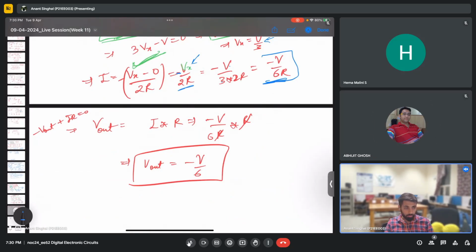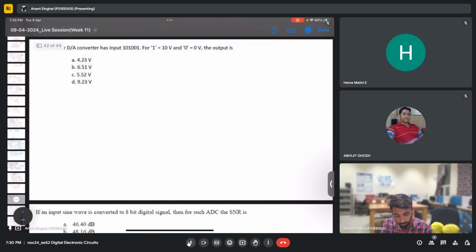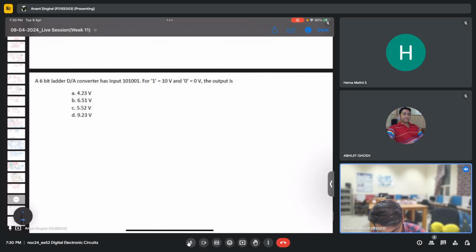So is it clear to everyone? Yes. Yeah, I got it. So maybe now you can try this question. It is nothing but a 6-bit DAC, which is a ladder DAC. Input is given, 10 volts is given, so this is nothing but V reference. You need to calculate the output. You can take 1 or 2 minutes max, and then I'll calculate.